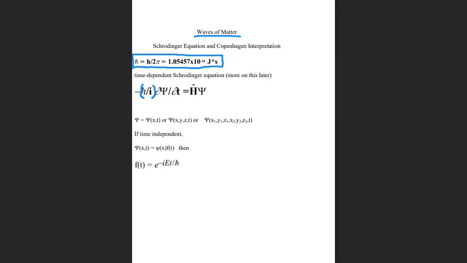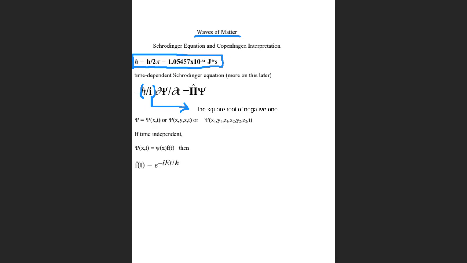Okay. Yeah, there's a lot of weird stuff going on in this equation. The first thing I want to point at is this i thing, which is the square root of -1. I'm really not asking you to understand much more about this at this point. We'll come back to it later.